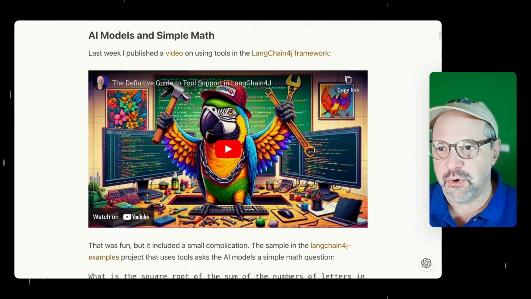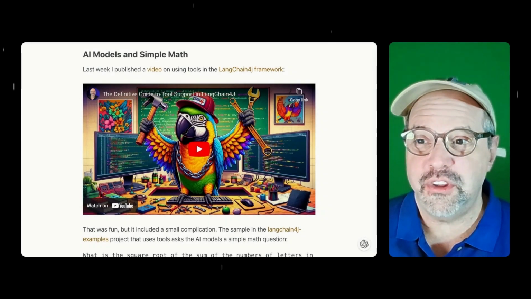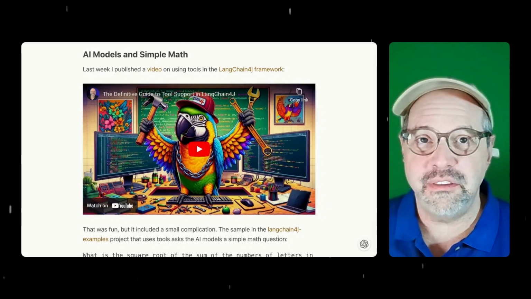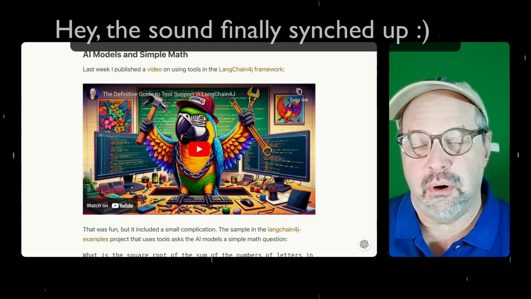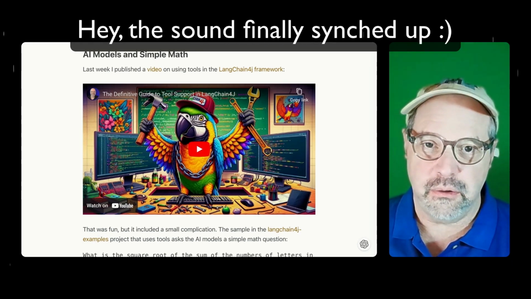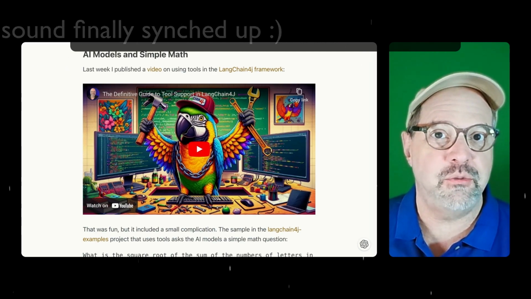So let's dive right into the first section. The first section is entitled AI Models and Simple Math. I mentioned that last week I published a video on the YouTube channel which was about the LangChain4j framework. That is a Java framework based on the LangChain framework for Python for coding to various AI models. And I've really been very pleased with the LangChain4j framework. I think they're doing a great job with it.